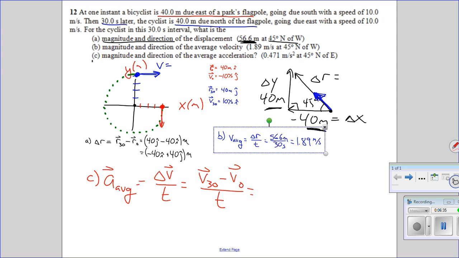Okay, so our velocity after 30 seconds, well, we know that. That's right here. That's 10 meters a second in the I direction. And then our starting velocity was negative 10 meters a second in the J direction. So I'm going to go minus negative 10 meters a second in the J direction. And all of this took 30 seconds, right? The idea is our velocity went from 10 meters a second this way to 10 meters a second that way. We've got to find the acceleration.